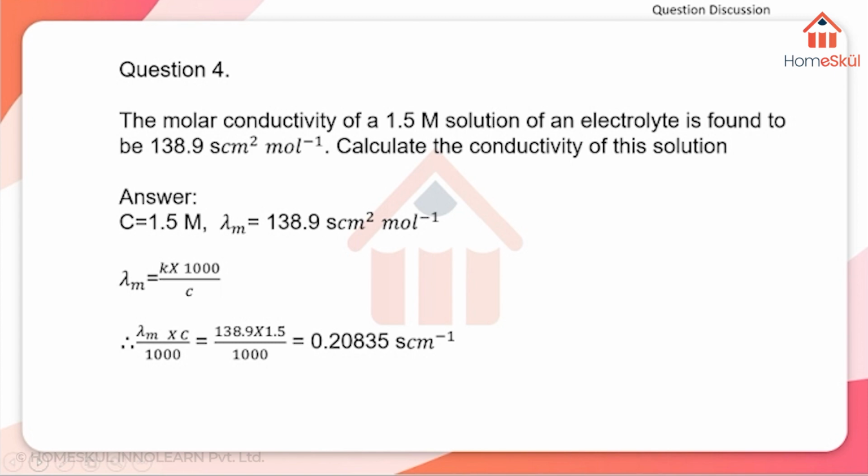You know, conductivity is the reciprocal of resistivity, that is our kappa. We have learned the equation, molar conductivity lambda m is equal to kappa into 1000 by C. From this equation, we have to find kappa. It's clear from the equation. You can say kappa is equal to molar conductivity lambda m into C by 1000. Just substitute the values, then only you get the answer.